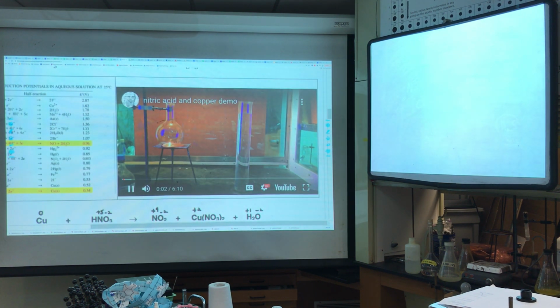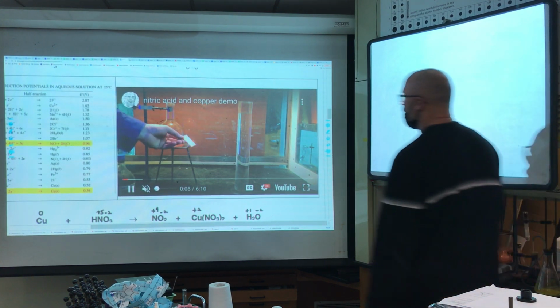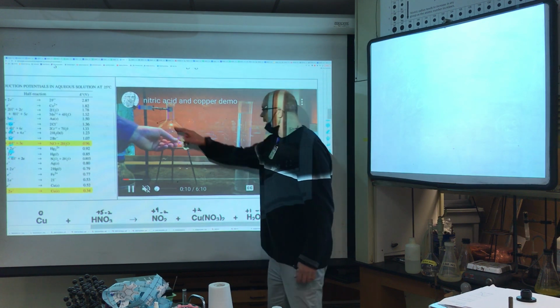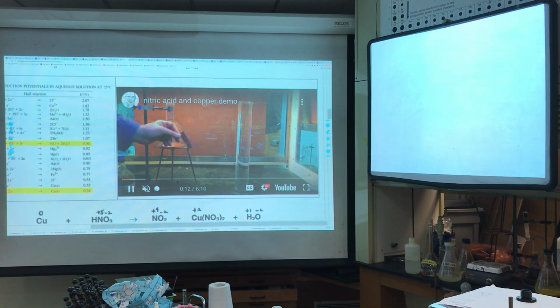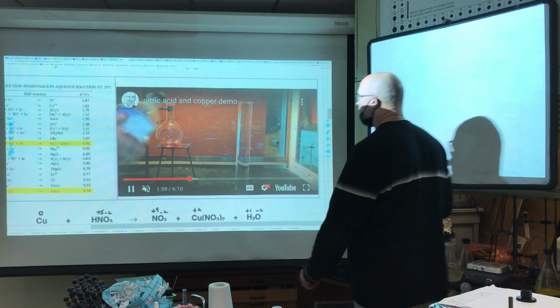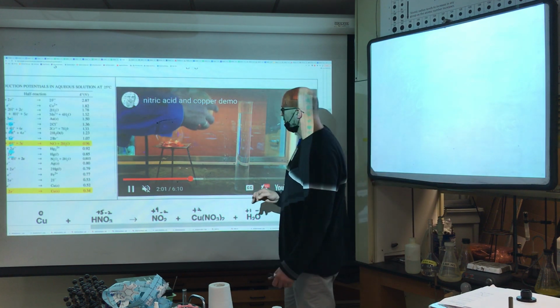And I'm going to cut. So what we have here is, okay, I'm putting in my copper, a beautiful little copper, into this flask. Now it's in a round bottom flask. I'm going to add hydrochloric acid. This is concentrated hydrochloric acid.